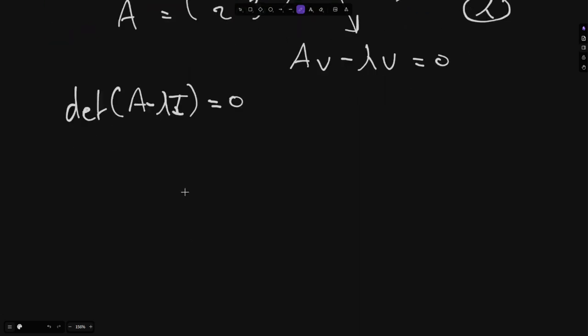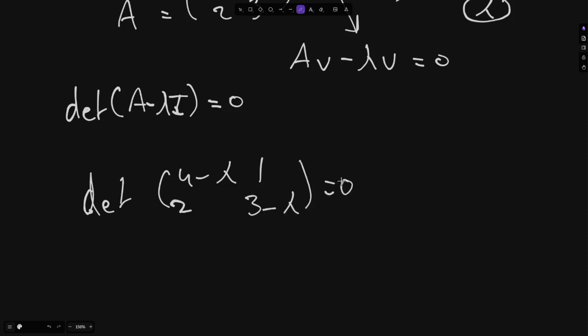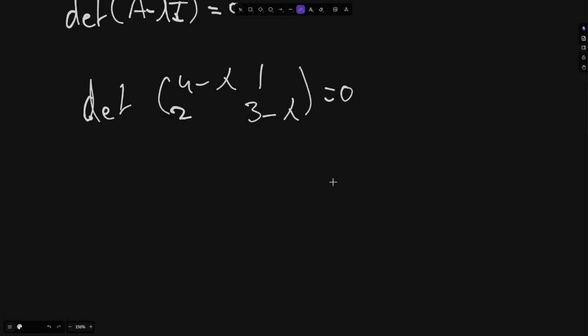So now we're going to do the determinant of A minus lambda I. The determinant becomes 4 minus lambda, 1, 2, 3 minus lambda, equals 0. So this is our new determinant.